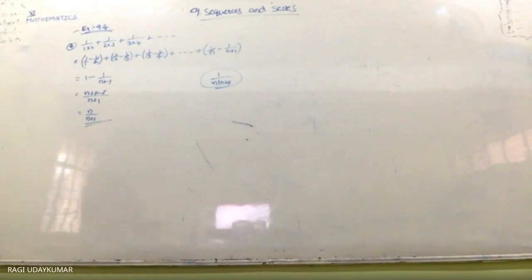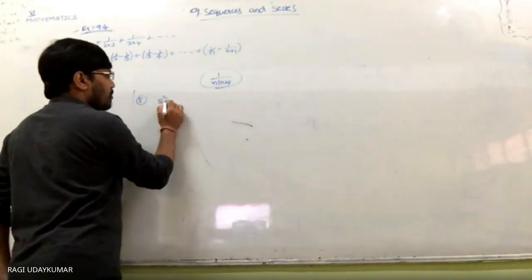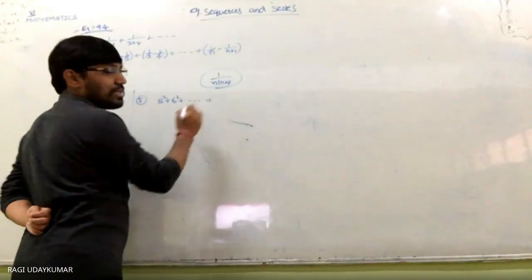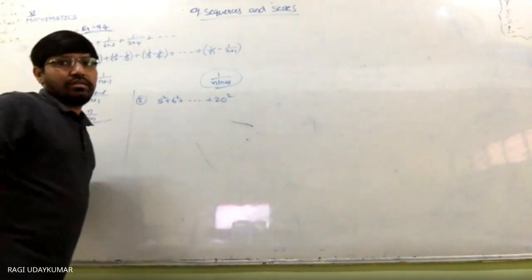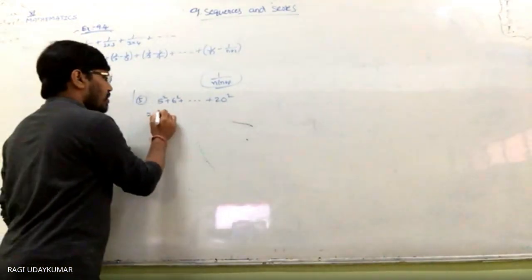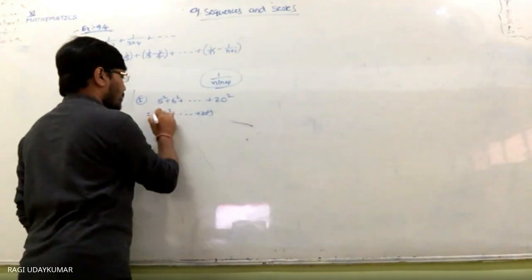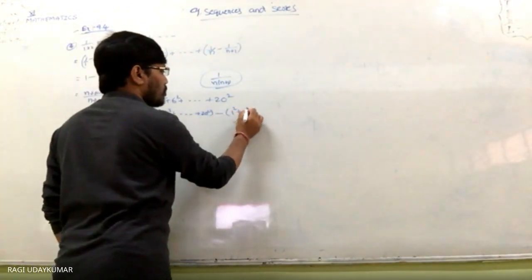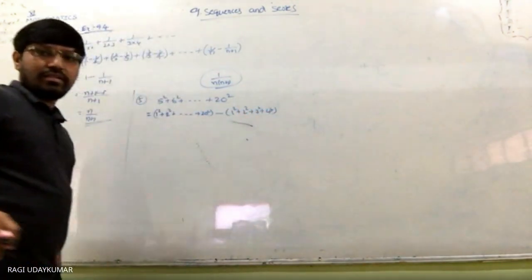The fifth question is given to you. Sum of the squares of the numbers from 5: 5 square, 6 square, plus and so on till 20 square. If you want to find out this sum, this can be written as 1 square plus 2 square plus and so on plus 20 square minus 1 square plus 2 square plus 3 square plus 4 square. Can we write it like this?